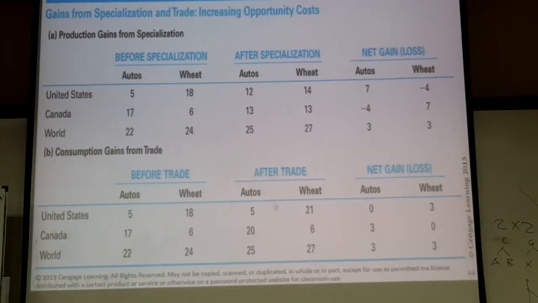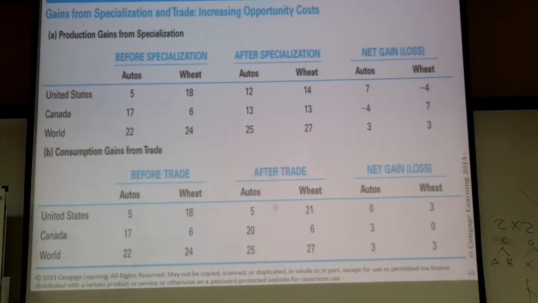So consumption gain, so this is the world. Before, this is the same, what you consume, what you produce is what you consume in the world also. So after trade, consumption of 5. After trade, consumption of 21, 3 gain for the consumption of wheat. After trade, consume 20, which is compared with 17, 3 more, and 6 and 6, no change.